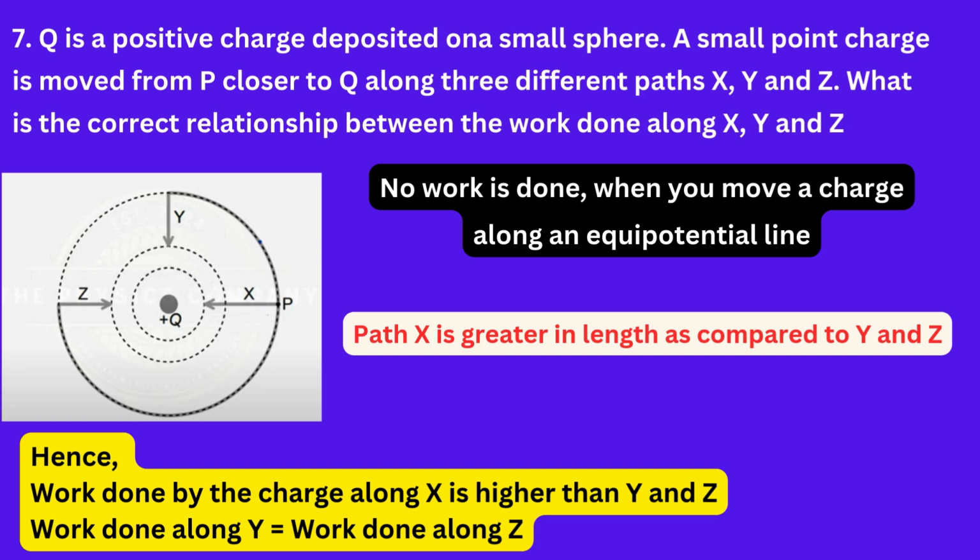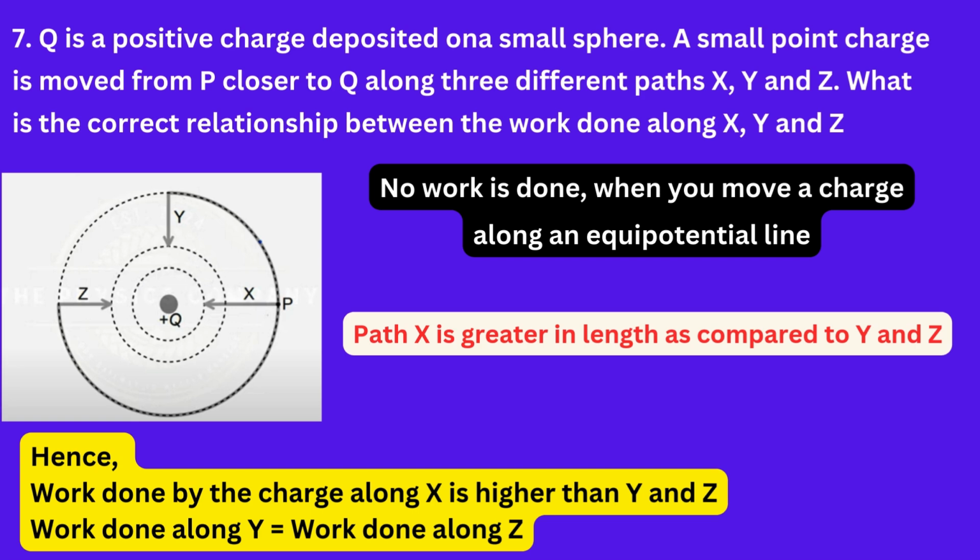Good. Now compare paths Y and Z. What do you see? They both start and end on the same equipotential lines, so the change in potential is the same for both of them. Right. And what about the distance traveled perpendicular to the equipotential lines? They both travel roughly the same perpendicular distance. So what does that tell us about the work done along those paths? The work done along paths Y and Z will be approximately equal. You got it. So the correct relationship is WX is greater than WY, which is approximately equal to WZ.